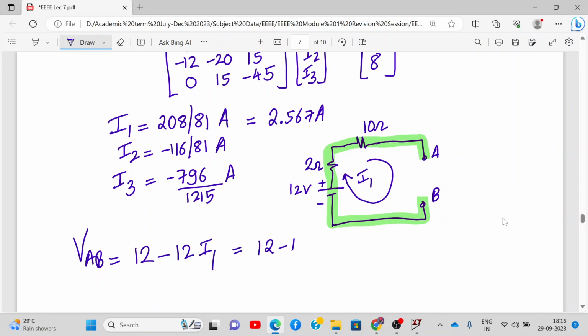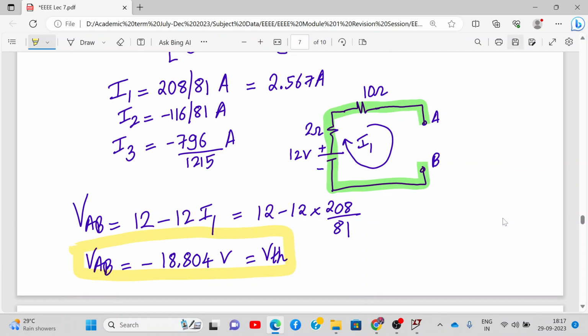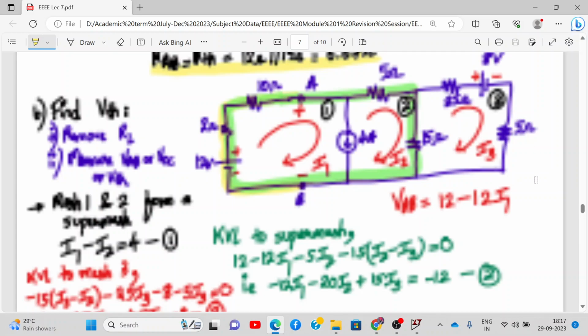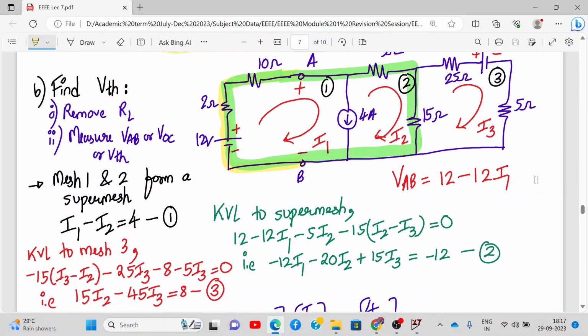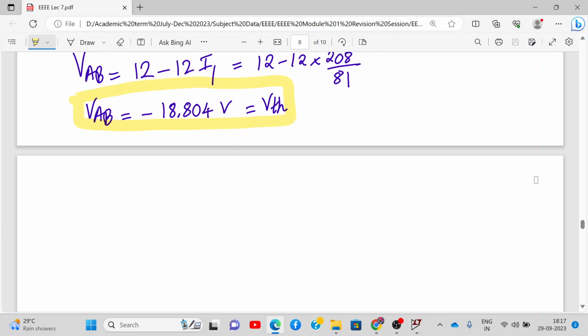So it will be 12 minus 12 into 208 upon 81, and if you work it out, VAB comes out to be minus 18.804 volt, and that is equal to VTH. All right, so this is my Thevenin's voltage. So however complex the circuit will be, we have to remain calm and solve it systematically. So here we have solved it using super mesh analysis, and we got the value of VTH, that is Thevenin's voltage. And now for the third part, we'll draw the Thevenin's equivalent circuit.